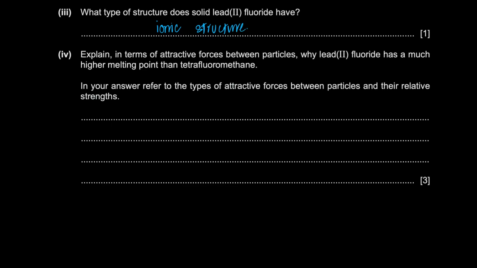This is the more challenging question. It's easy to understand, but how do we answer it? Explain in terms of attractive forces between particles why an ionic compound has a much higher melting point than a simple covalent structure. In your answer, refer to the type of attractive forces, and that's the best way to do it. They're actually giving you how to talk about it. Even if this wasn't given to you, you should talk about it like this. So first, we talk about how they're different.